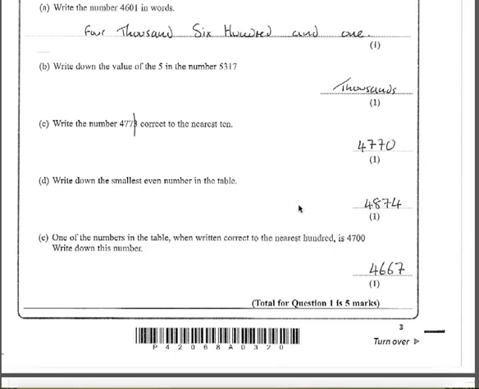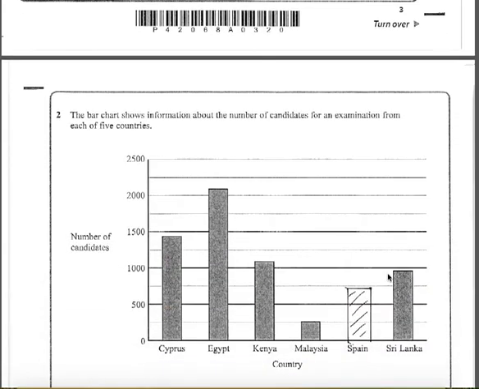The smallest even number in the table, and which number would round to 4,700? Well, if I rounded that, I'd round at that point there. The next number is a 6, so that one would round up to a 7, so that would round to 4,700.